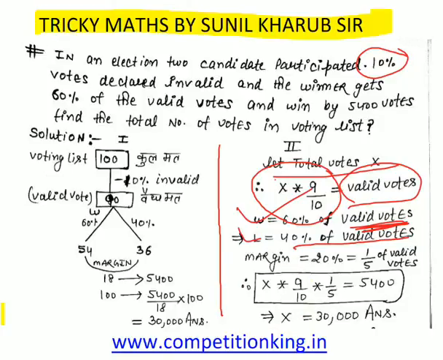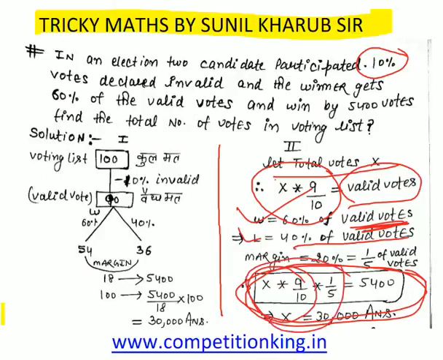In the exam you have to write this much only, nothing more than that. X is the total votes. 90% of this is valid votes. Winning margin 20% means 1 by 5. This is the winning margin. Equate, you will get X. If you have to find the value of valid votes, then multiply 30,000 with 9 by 10. You will get 27,000 as valid votes.